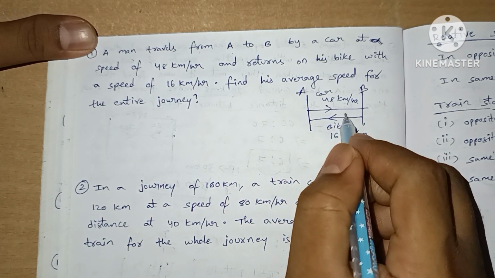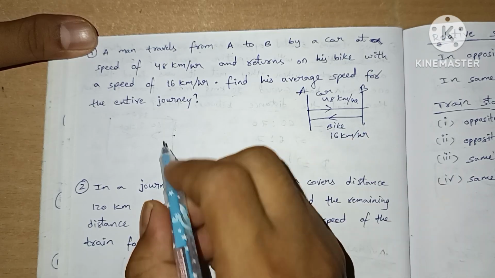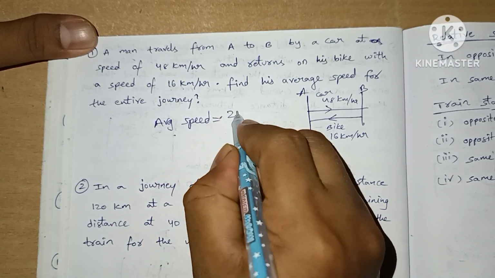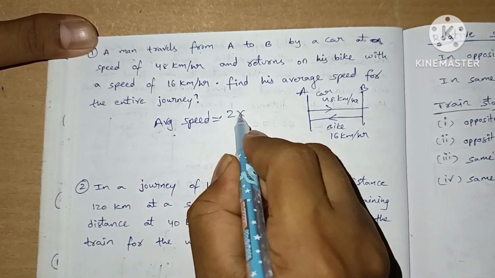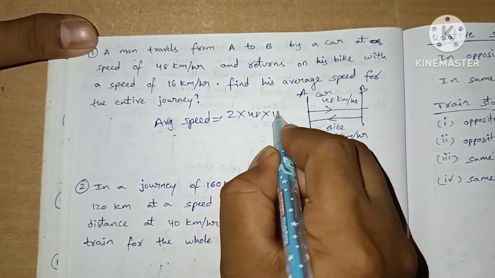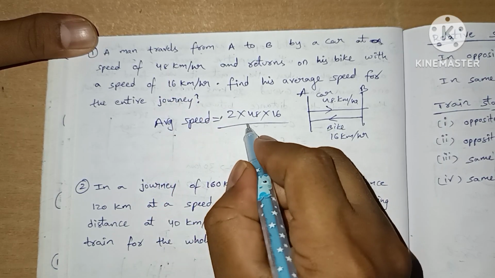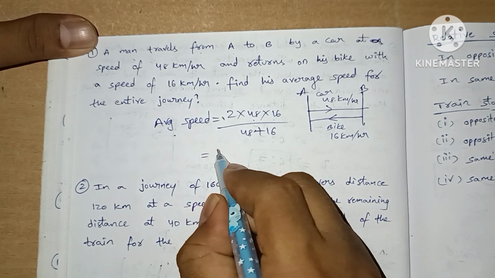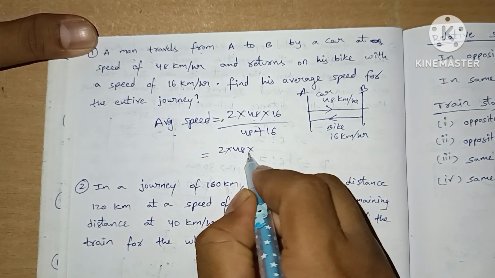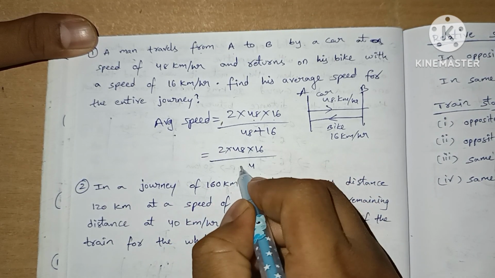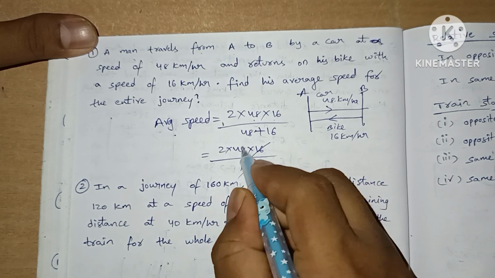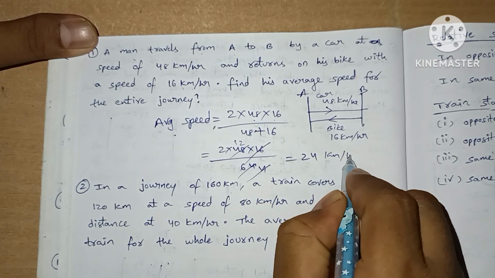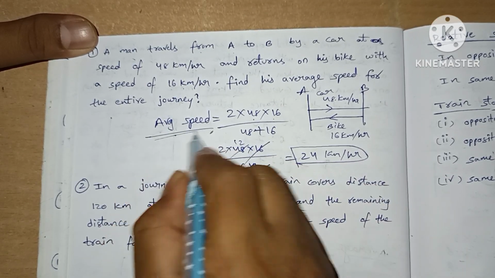So I already said you before, the formula for this one is average speed equals 2 into S1 into S2, which is 48 into 16, divided by the sum of the speeds, 48 plus 16. So we get 2 into 48 into 16 divided by 64. 16 4 times is 64, 4 12 times is 48, so we get 24 kilometers per hour is the average speed.